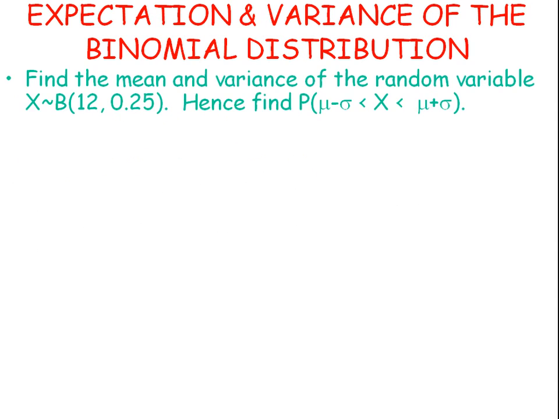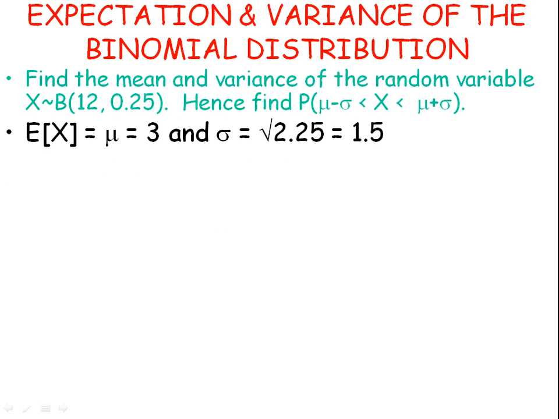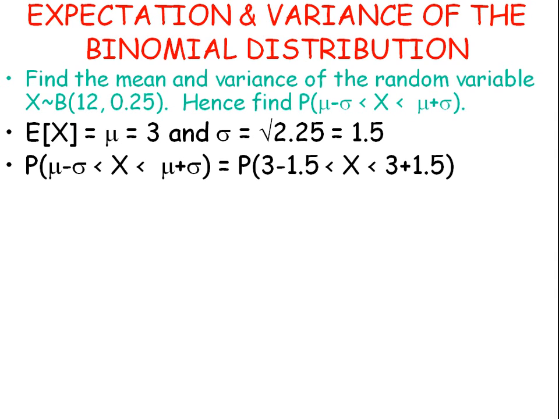So, just having a new slide to work with, we've just said that mu was 3, we worked that out, and sigma is 1.5, and I want to work out the probability that x lies between 3 take away 1.5 and 3 plus 1.5. That's just by substituting in the 3 for mu and the 1.5 for sigma. So 3 take away 1.5 is 1.5, 3 plus 1.5 is 4.5. So we want the probability that x is between 1.5 and 4.5.